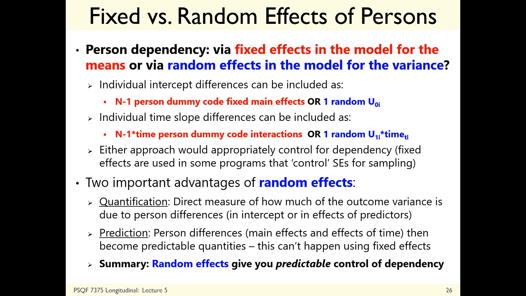So why do it one way versus the other? Both of these control for dependency. Both of these methods handle dependency. But they dictate then what you can then do next. If you want to know why it is that people start out differently or change differently, person has to be a random effect, has to be random effects models, because these are sources of variance that predictors can then explain.